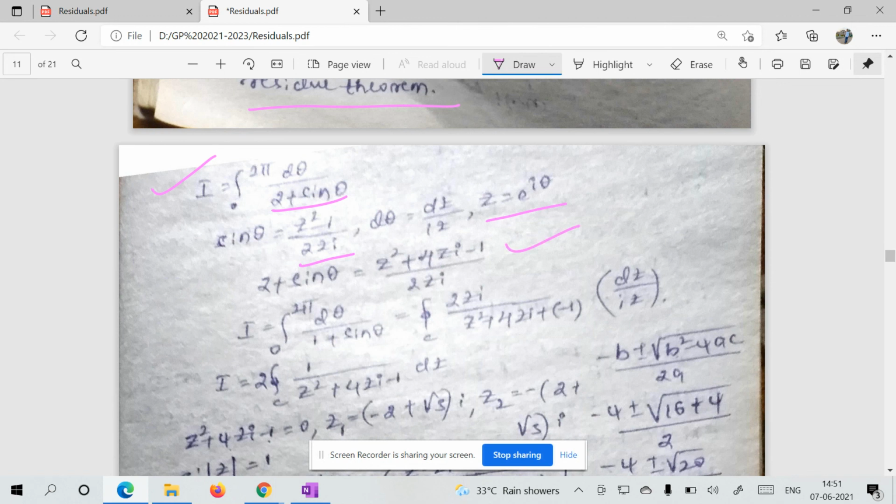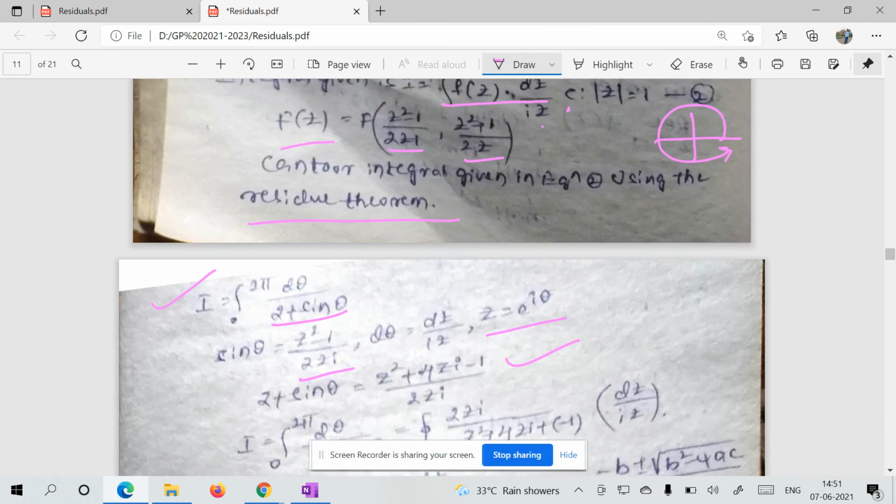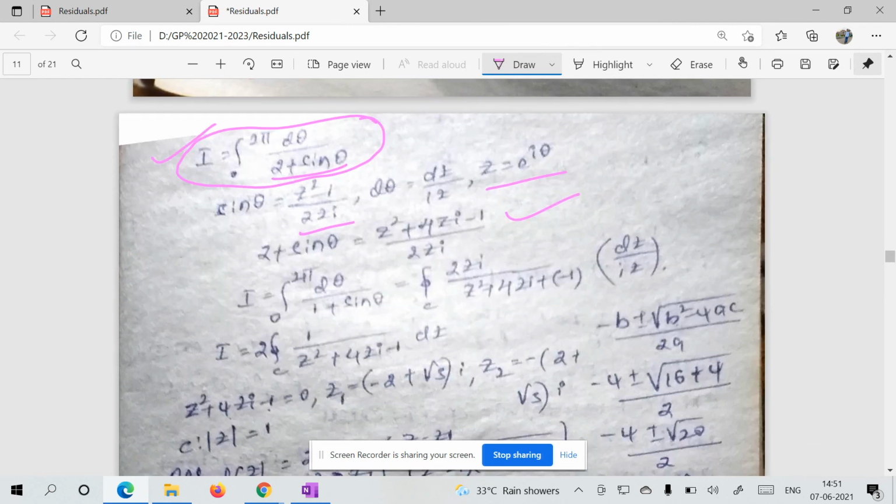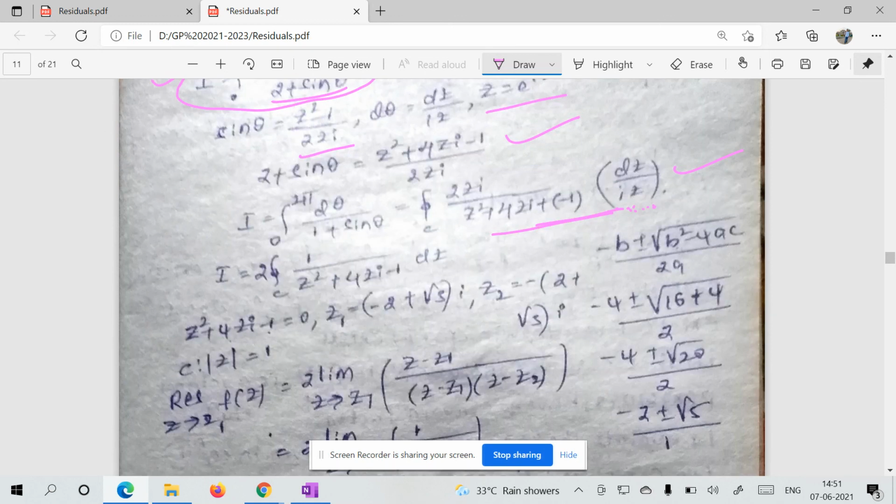So this is one. Substitute all the values in this equation, and we can get the result finally like this. After changing into this one and substituting, we get this equation. In this equation, I equals this value finally. So we know that the integral I is equal to this, where this is f of z. We have to find the isolated singularities and find the residues at those points.